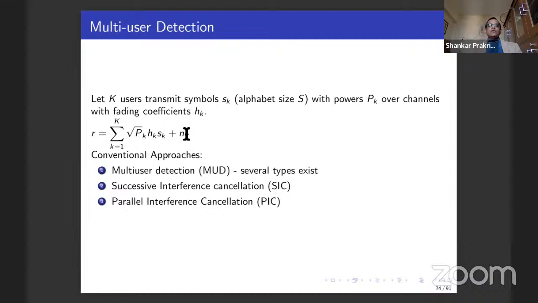So what is the conventional approach? We can use multi-user detection. Many types of multi-user detection techniques exist, and some of you might be familiar with these. There is, of course, successive interference cancellation, which is well motivated in NOMA. What they do is control the power each user is using and make sure the powers are carefully selected so that one user at a time is decoded, the interference cancelled, and then you can decode the rest. This is also a parallel interference cancellation technique.